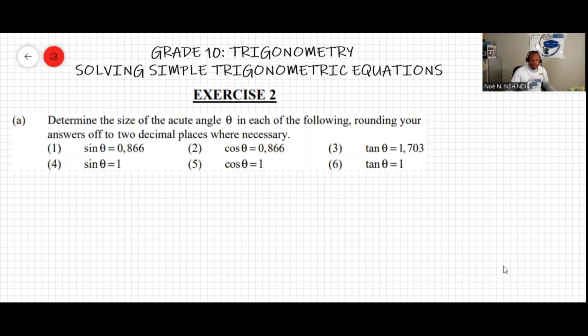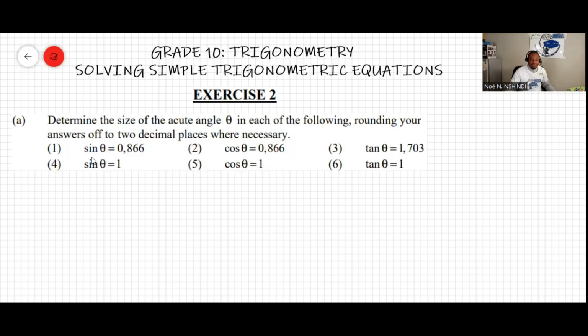Well, now we're going to do trigonometric equations. We're still doing grade 10 trigonometry, and the title here is solving simple trigonometric equations. In this video, we're doing exercise number 2. It says: determine the size of the acute angle theta in each of the following, rounding your answers off to 2 decimal places where necessary.